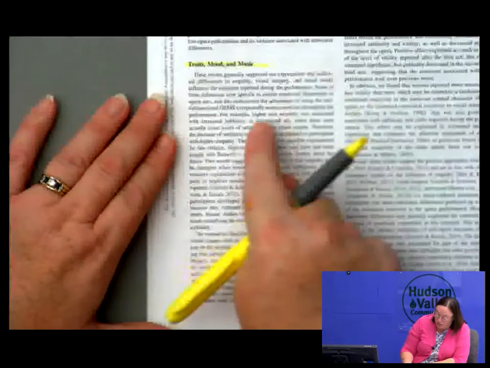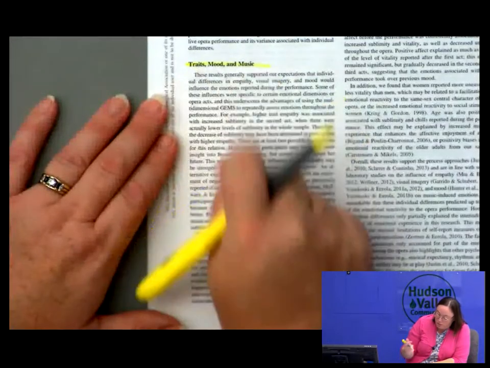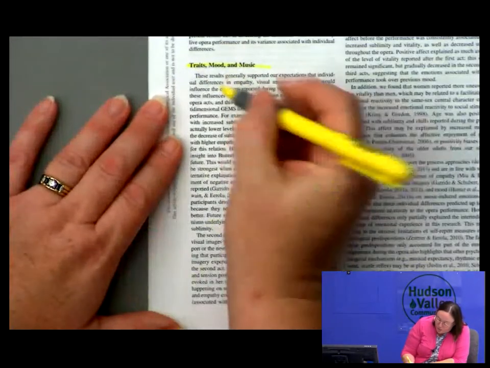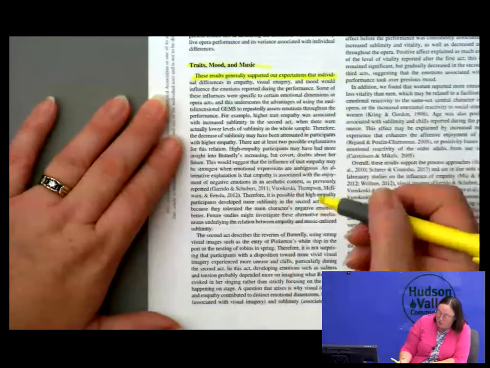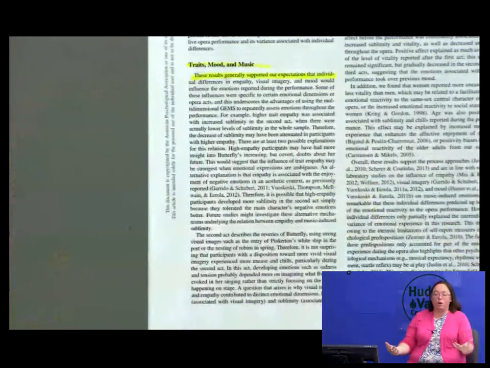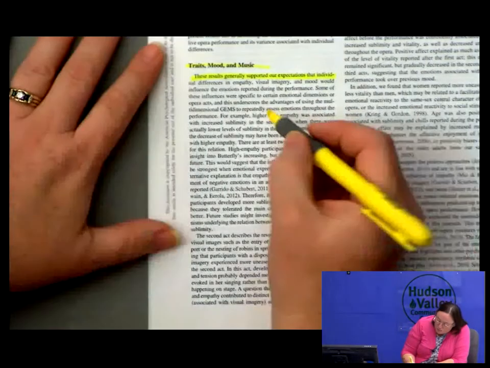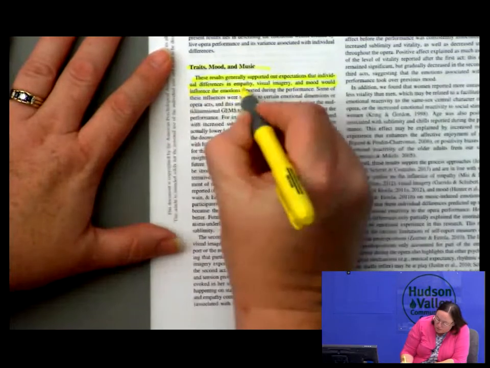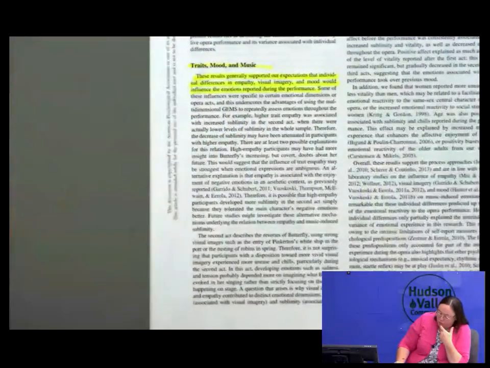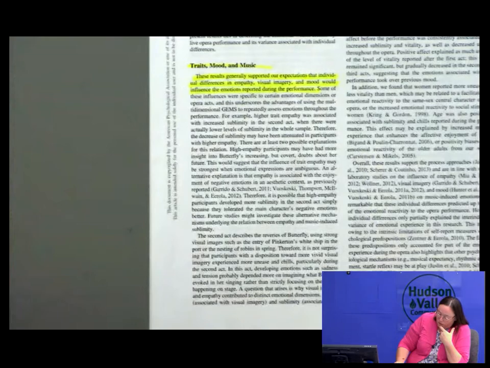So if we look in here under traits and mood, we got to look for more results. And look. These results generally supported our expectations. Another indication of this is what we found. Differences in empathy, visual imaging. There we go. Mood would influence the emotions reported during the performance.